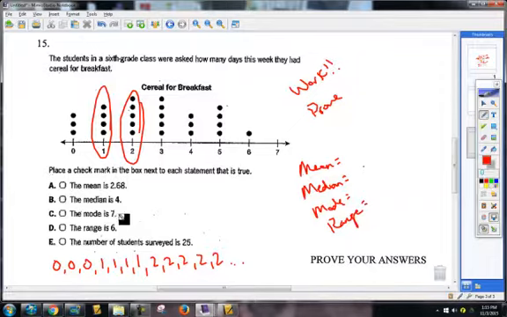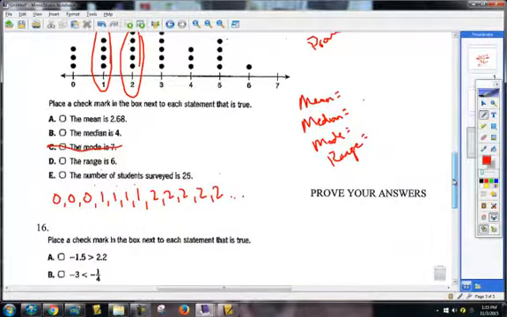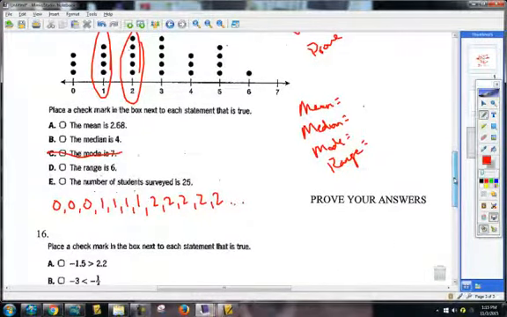Okay? But again, I need you, if you think that the mode is 7, I need you to prove to me why you thought the mode was 7. Or if you said, no, that's not true, I need you to show me why you thought the mode was what it really was, I guess, is what I'm trying to say.